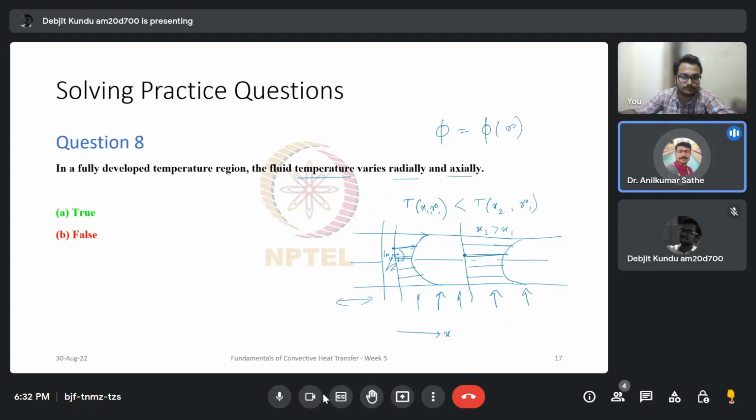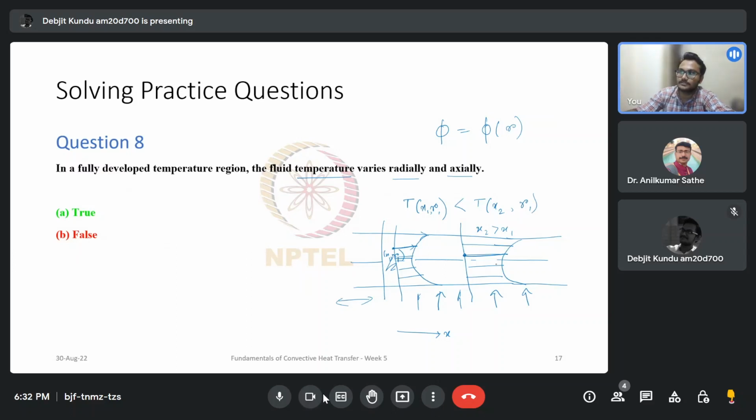So same is the case for this constant wall temperature condition also. Similar thing happens there also. There is constant heat being added to the fluid, so that's why this whole profile is increasing.